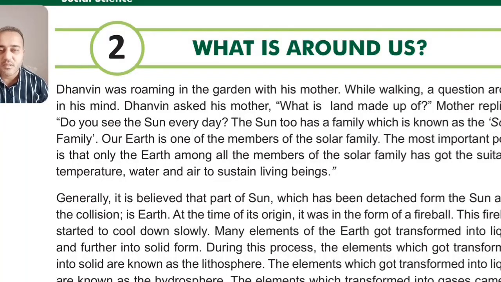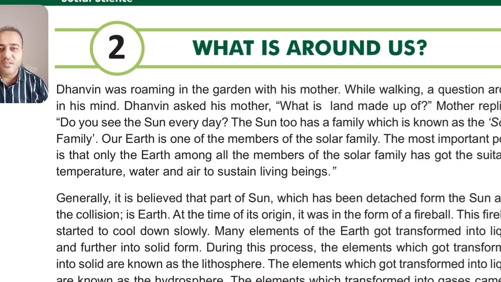I am Dhaval Sir and your today's topic is the second chapter of social science, that is, What Is Around Us. If you read the chapter, in the first paragraph you will notice that there is a conversation going on between a boy named Dhanvin and his mother. One day when Dhanvin was moving around, he got curious and asked his mother what the land is made up of.